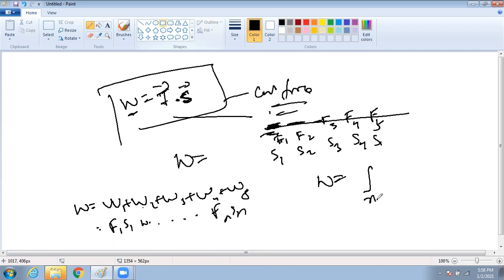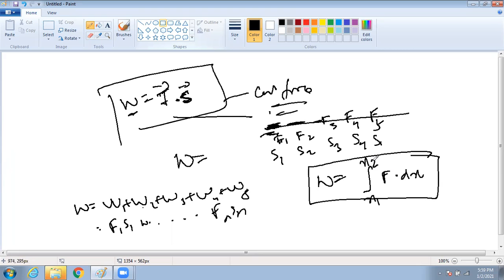It will be x1 to x2, here it will be F dot dx. Why? Because it's basically integration. We are talking about force varying at each particular moment. This dx is basically a small displacement. And what is x1, x2? It's a limit, from x1 till x2.